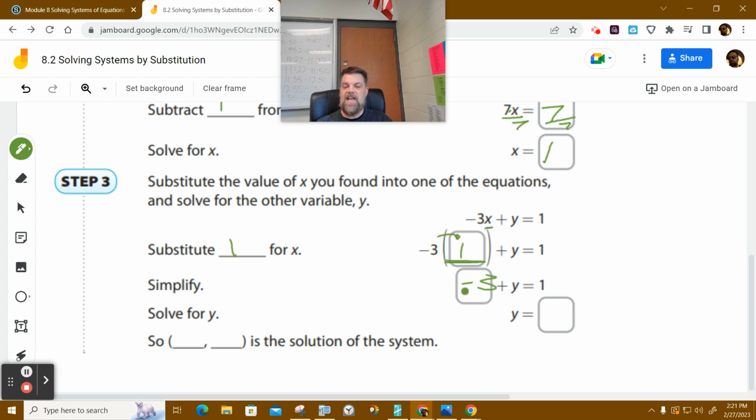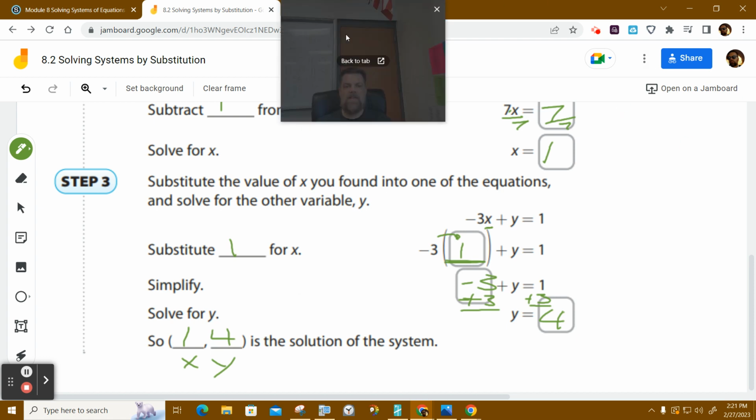Negative 3 plus y equals 1, right? Now what do I do? I'm going to add 3 to both sides because I got to get y by itself. What's 3 plus 1? 4. Man, my tablet is acting bonkers. Anyways, what that's telling me is that when x equals 1, y equals 4. Now, how can I verify this?